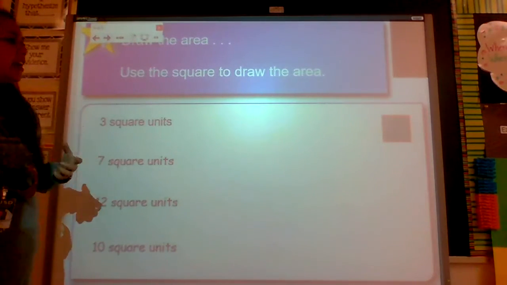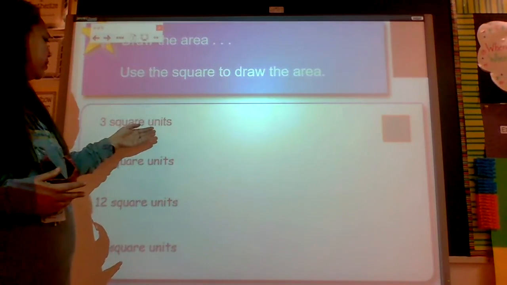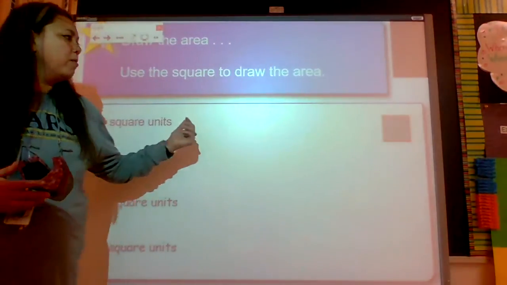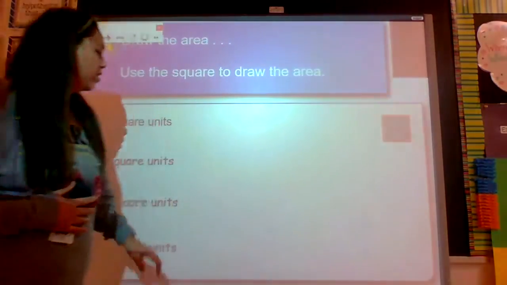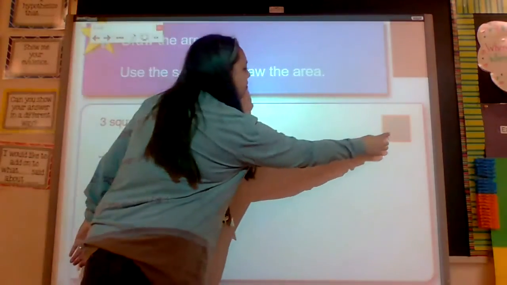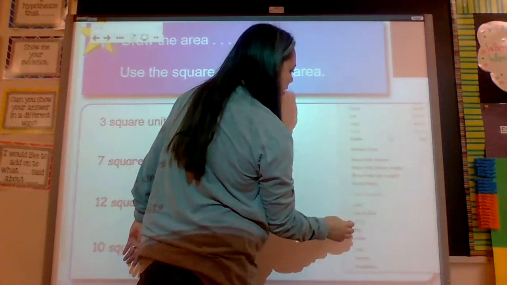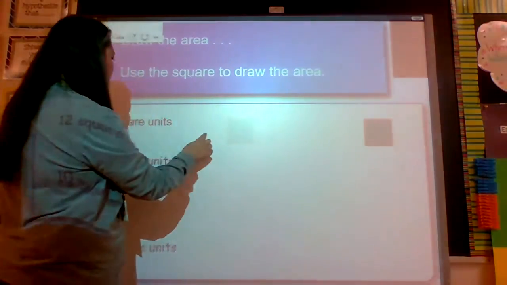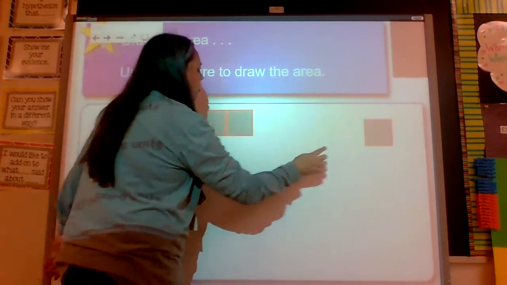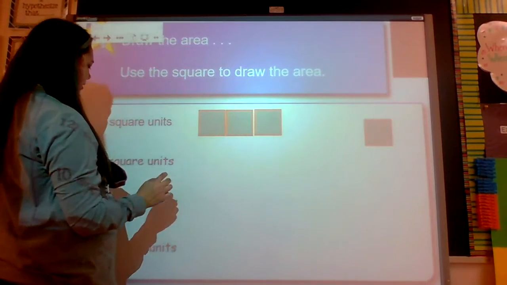Now in this one, you're actually going to draw. So I would like for you to pause the video and draw 3 square units, 7 square units, 12 square units, and 10. On the smartboard, we can make them with these squares right here. So I'm going to model this first one for you. This is going to be 3 square units. I'm going to put 3 of these. This is 3 square units.